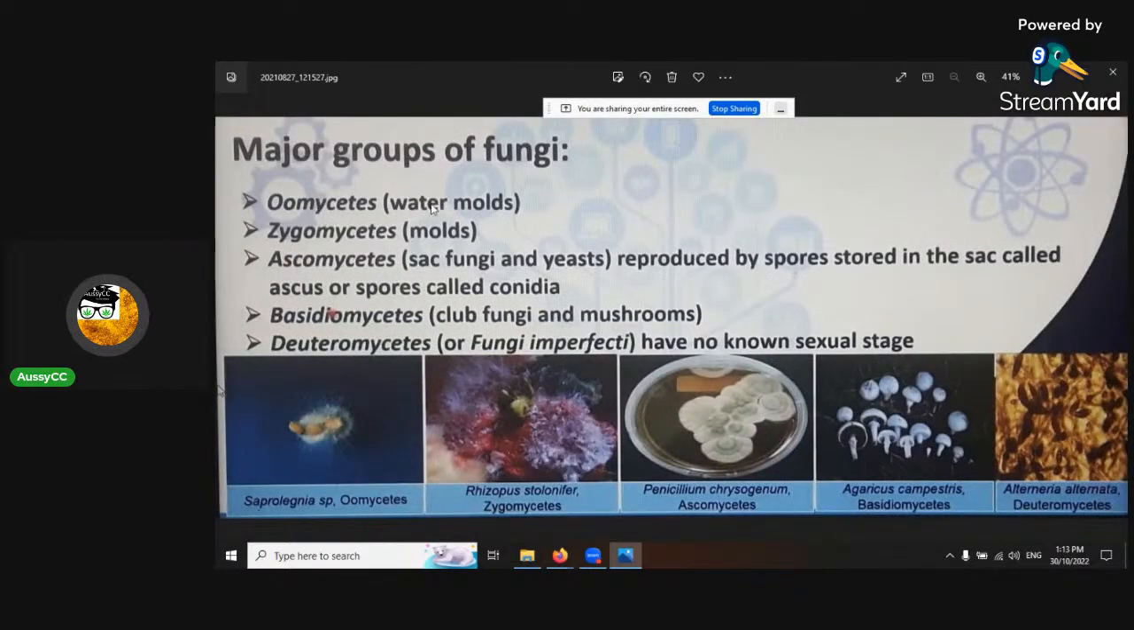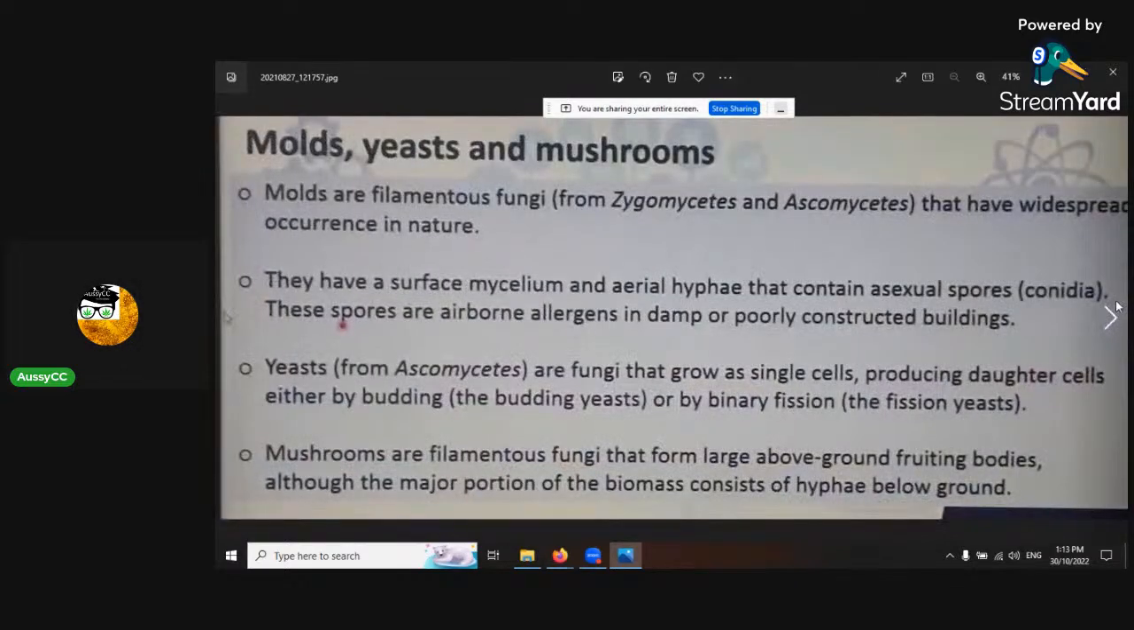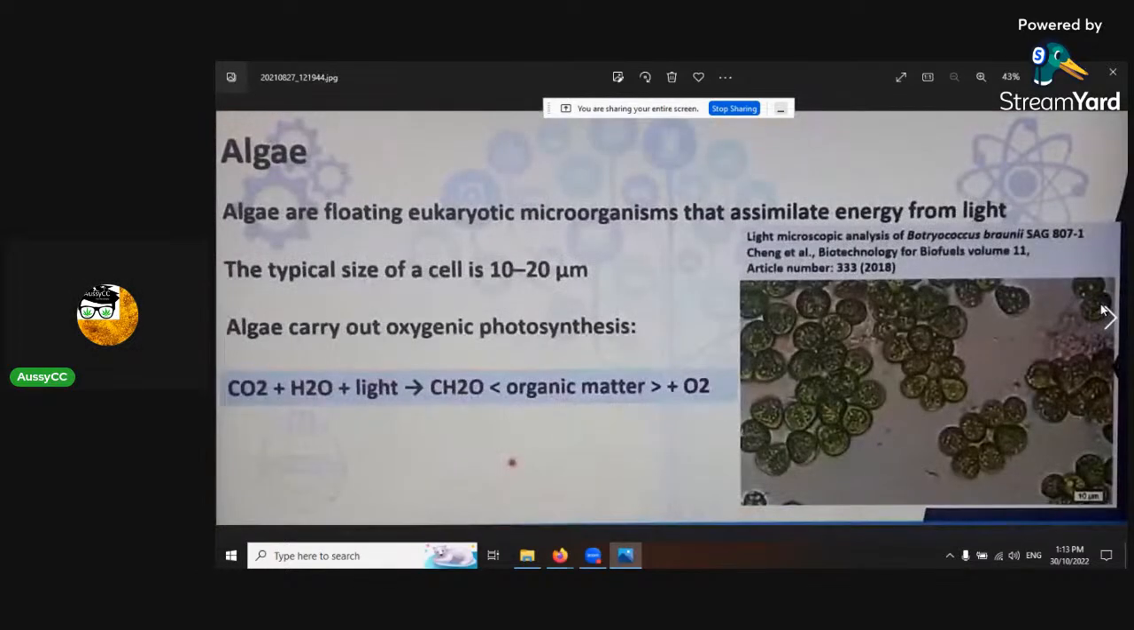Your oomycetes. You don't want them. Pythium. Yuck. Well, what's the other bad ones? Fusarium. Yeah, those bad ones anyway. Bad cannabis, medicinal cannabis stuff. Mold, yeast, and mushrooms. Very good.